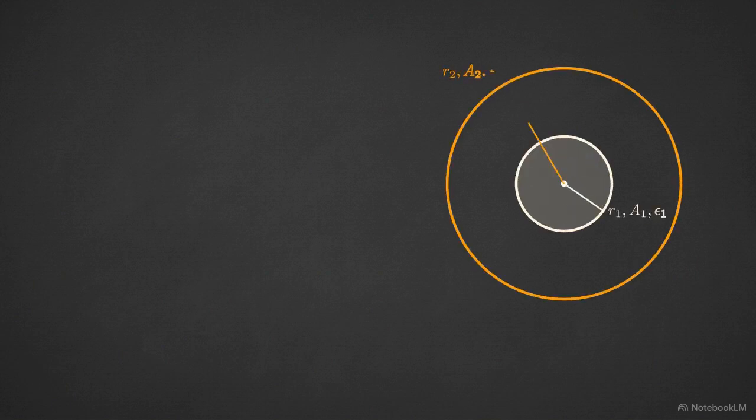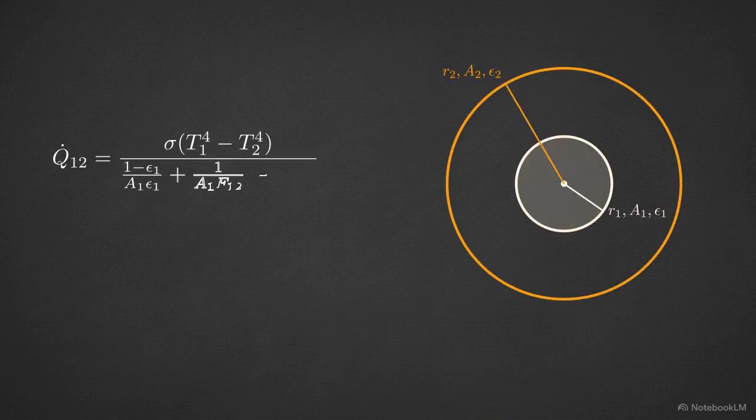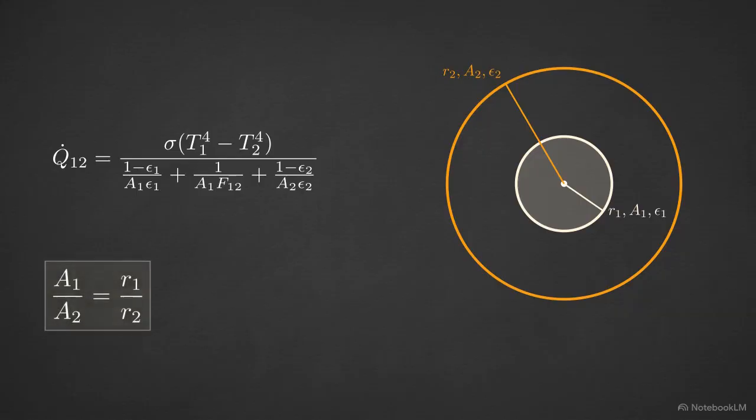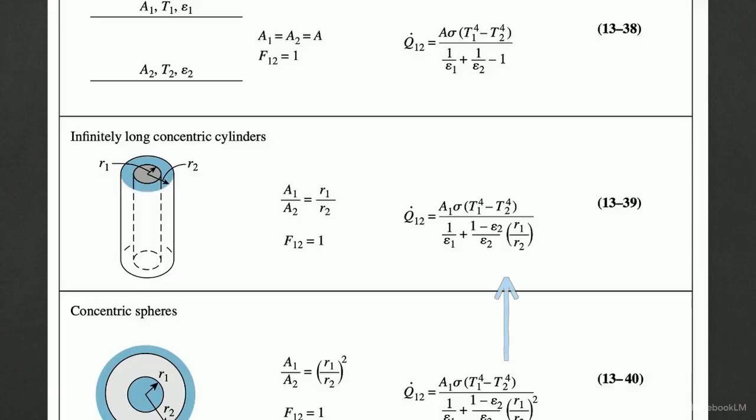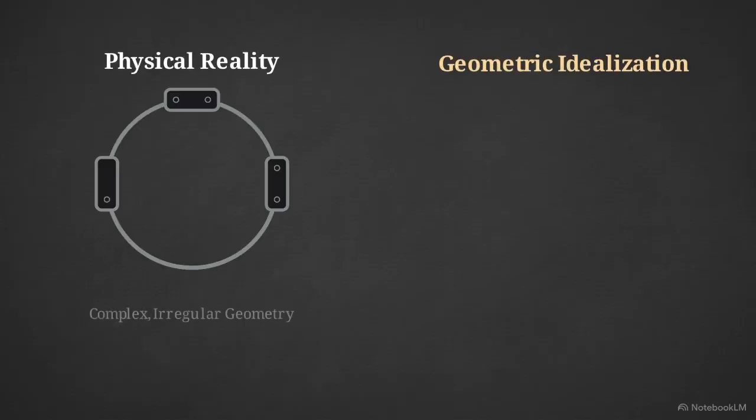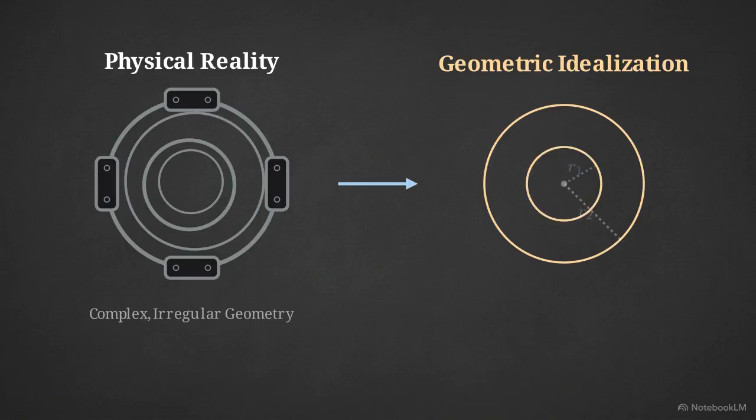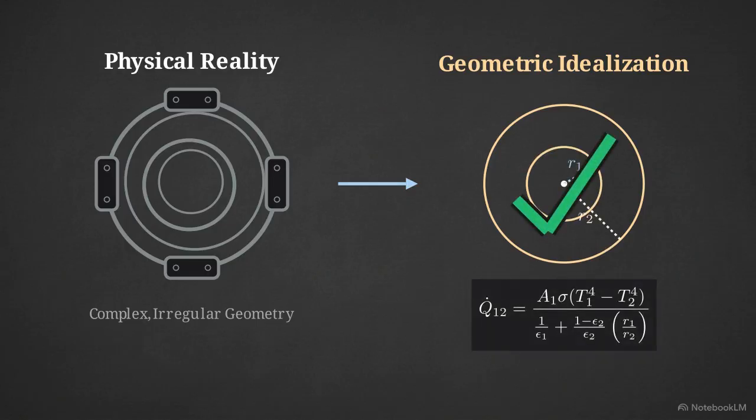Try deriving the formula for concentric cylinders. Use the master equation along with two geometric parameters. The area ratio equals the radius ratio, and the view factor is 1. Plugging those radius ratios directly into the resistance denominator gives us the specific simplified form shown in the third row. Success depends on correctly identifying the physical geometry so the appropriate simplified form can be applied.